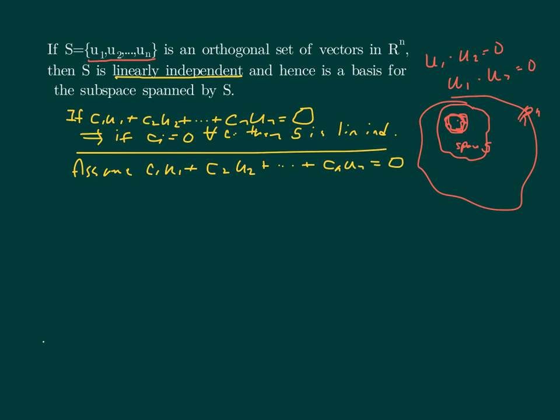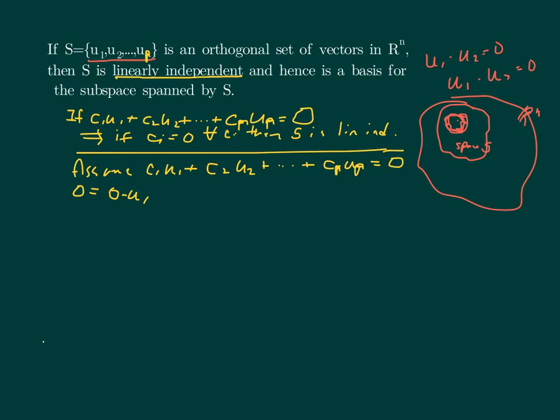Now let me change these to p's because I just realized I had a double use of n. So I'm going to go back through and change all these to p's. This would be u sub p because we're not necessarily talking about an n set of vectors. Okay, so we have that this linear combination is equal to 0. And what I want to do is take this 0 vector and find the dot product with u1, which, by the way, we know is equal to 0.